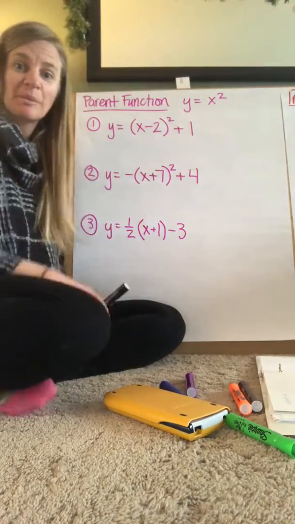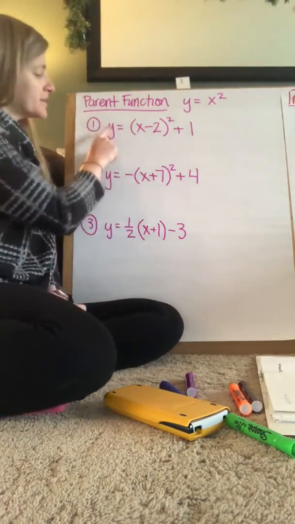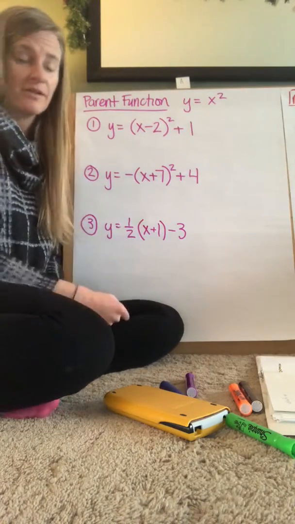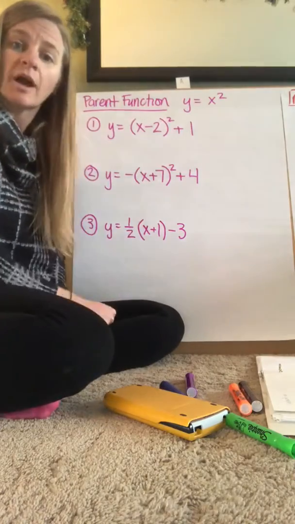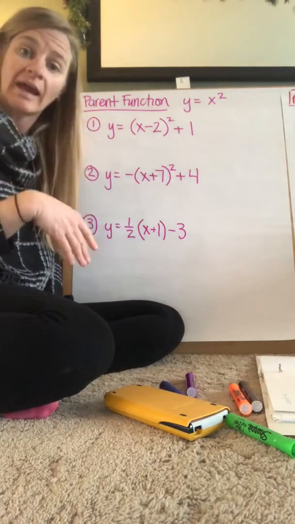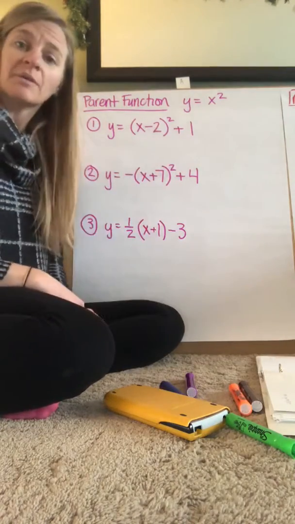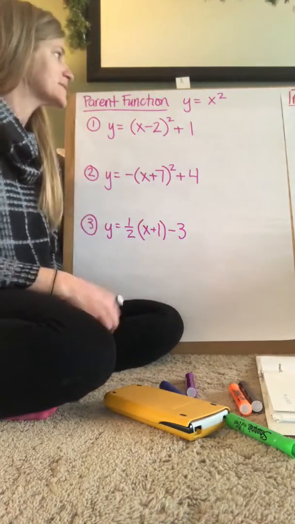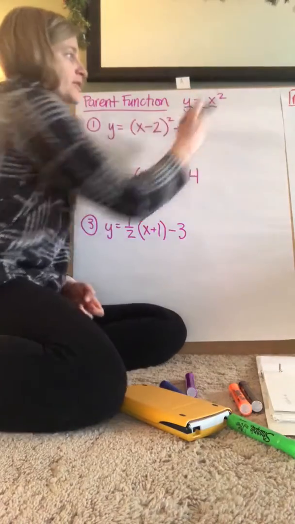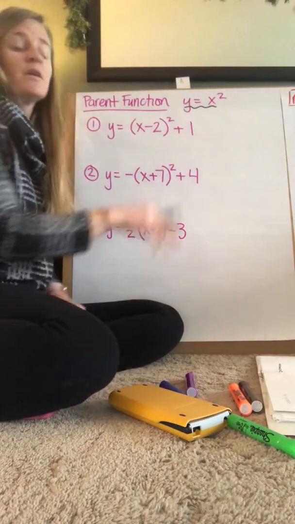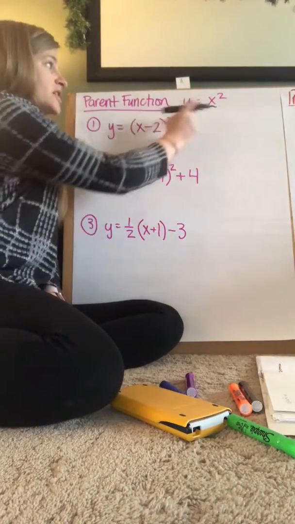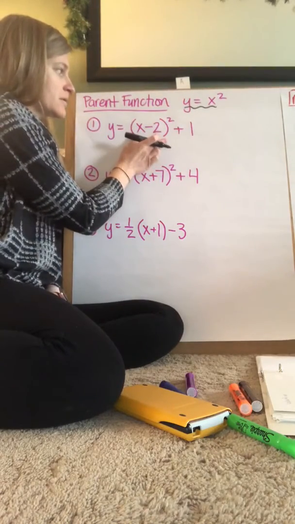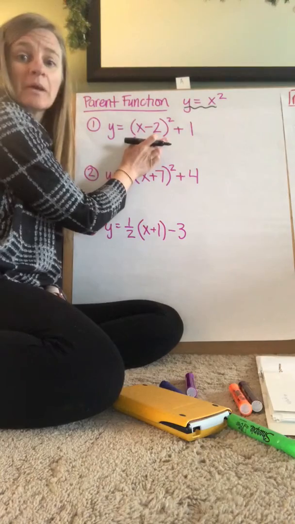So following up from my last video, I've got 3 examples up here that I want to talk about, how this graph compares to the parent function y equals x squared. So I want to look at, when I'm given numbers in my equations, what are the changes. So if I start with my parent function as y equals x squared, problem number 1 changes from y equals x squared to now y equals (x minus 2) quantity squared plus 1.